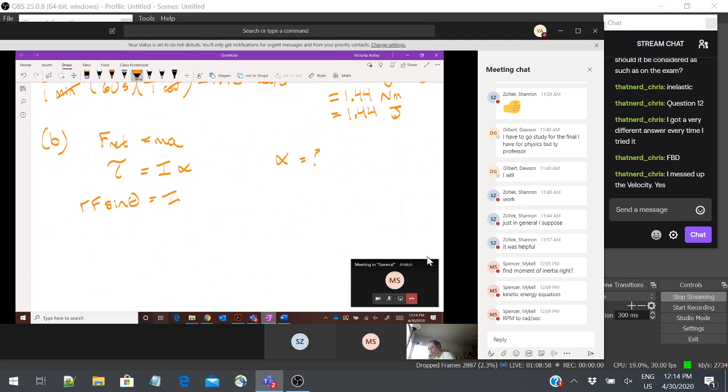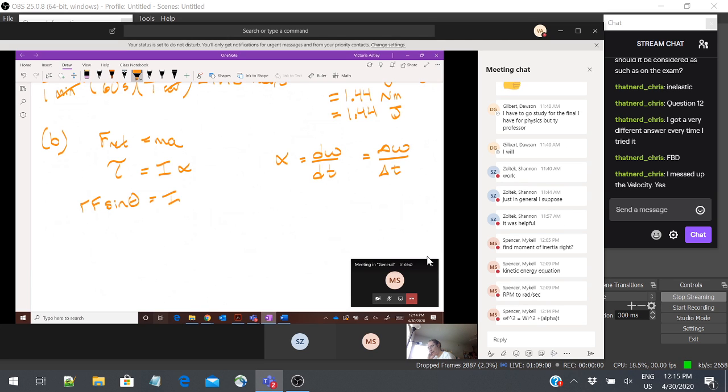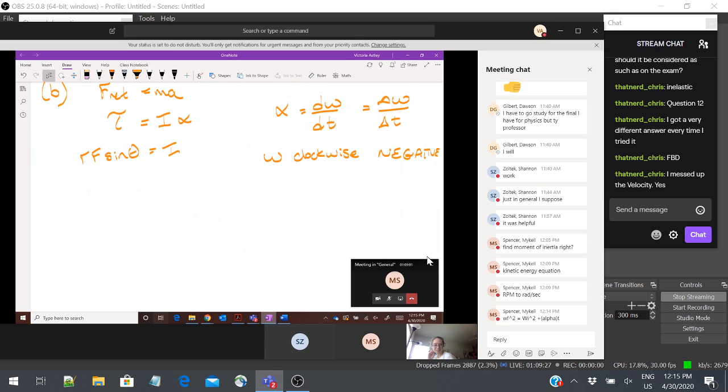Oh. So alpha is our change in omega, delta omega over delta t. And I know that. I have to be careful here. So omega is clockwise. Clockwise is negative. So my alpha is going to be positive. It doesn't make a huge difference.